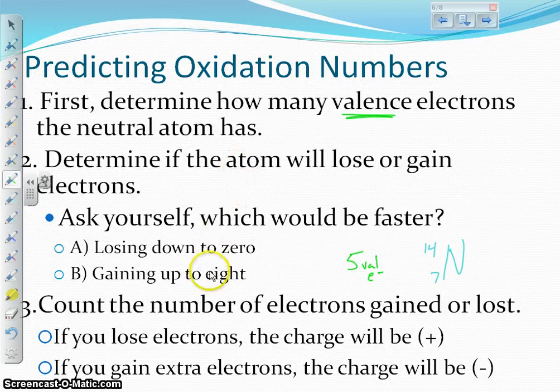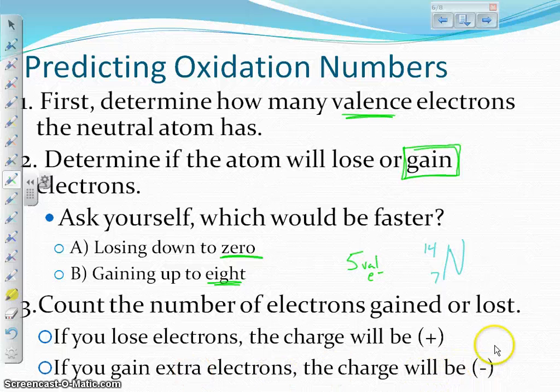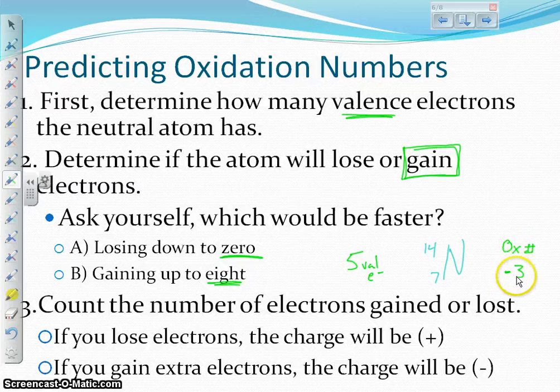Okay, so we know that we've got 5 valence electrons. Is it going to go up to 8, or is it going to go down to 0? Which is easier to get to? Well, being at 5, it's easier to go up to 8, so we are going to gain electrons. Now, how many are we going to gain? We're going to gain 3. Then we have to count how many we're going to gain or lose. If we're gaining, the charge is going to be negative. So nitrogen happens to have an oxidation number of negative 3.